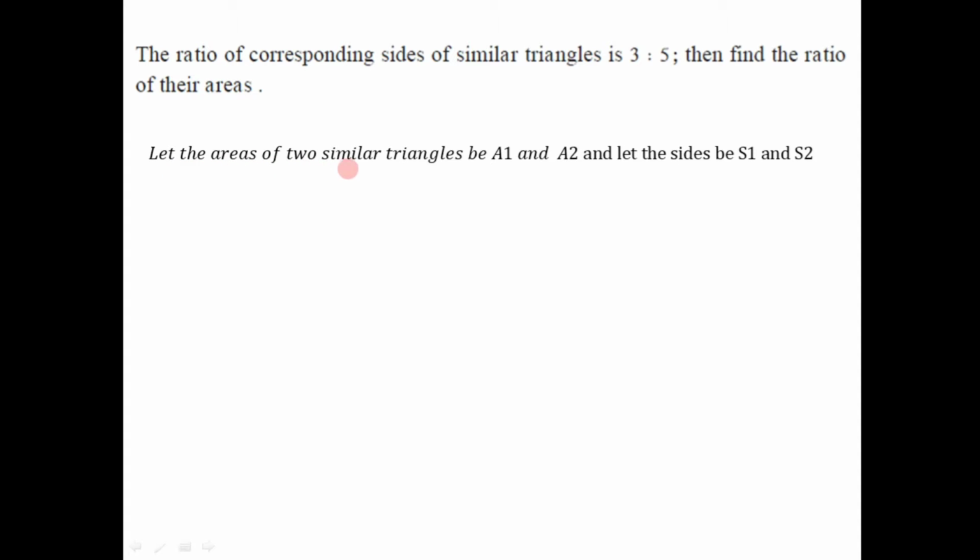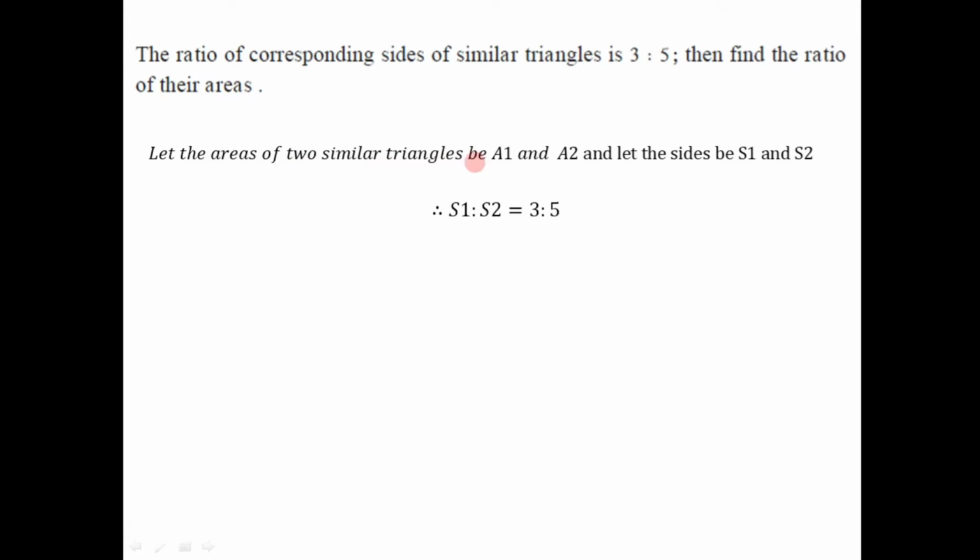So let the areas of two similar triangles be A1 and A2 and let the corresponding sides be S1 and S2. Here the ratio of corresponding sides of those two triangles is given to be 3:5. So here we have S1 is to S2 is equal to 3:5 as S1 and S2 are the corresponding sides of similar triangles. Now here as these two triangles are similar, we can use the property of areas of similar triangles. That is, if two triangles are similar, then the ratio of their areas is equal to the ratio of squares of their corresponding sides.